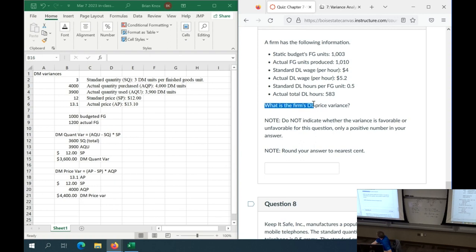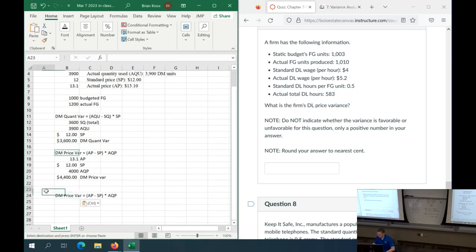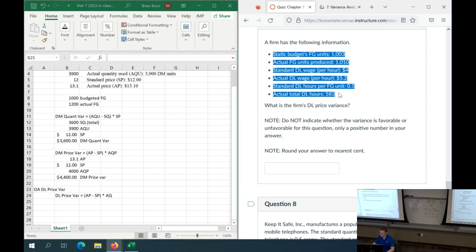All right, so the question is, what is the firm's direct labor price variance? Okay, so I can copy stuff over. So this is the open answer, direct labor price variance. Now I have to modify this a little bit. That's the first modification. There's the second modification, because with direct labor, actual quantity purchased is actual quantity used. Direct labor price variance equals actual price minus standard price, and then that difference times actual quantity. So I need those three. In fact, besides those three, I can ignore anything here that isn't relevant to that.